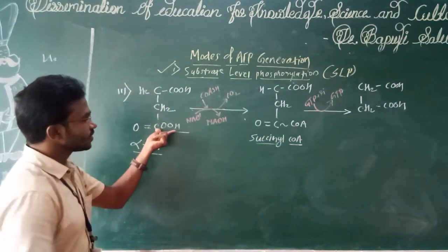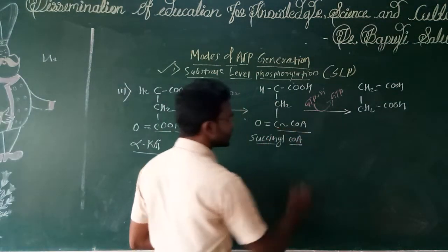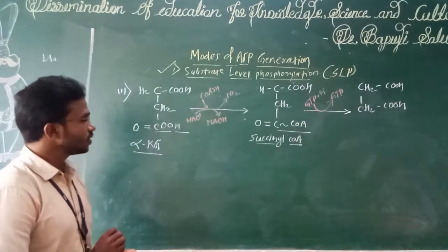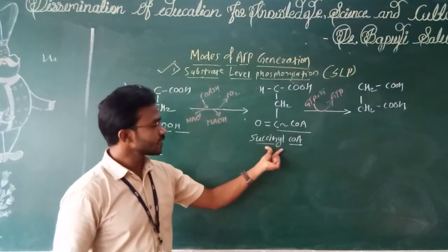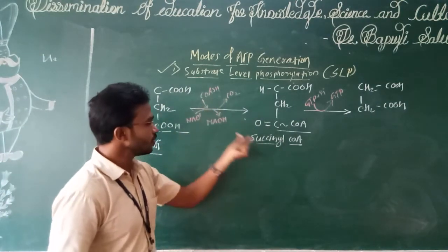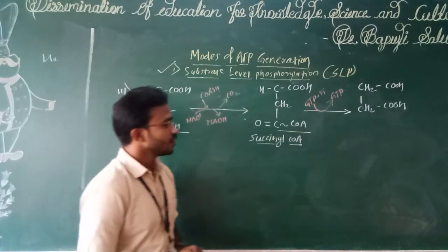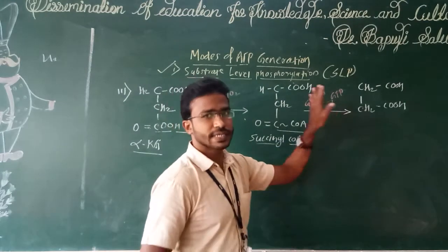Whenever it is released, then coenzyme A is added. At this point, coenzyme A is added, and that forms a compound succinyl CoA. So here COOH is replaced by coenzyme A, and the compound formed is succinyl CoA. This is the point of our interest. This is the reaction of our interest.